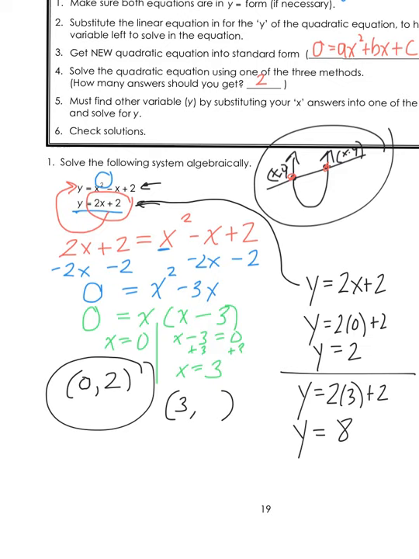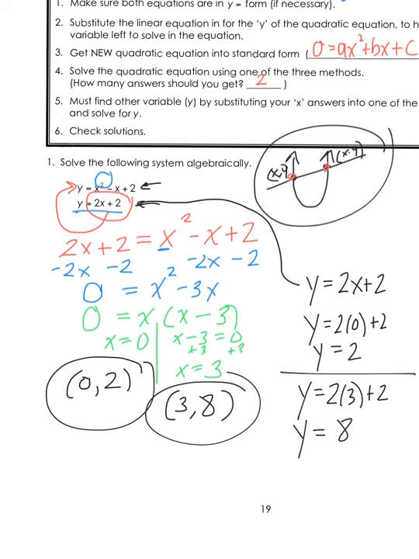I get 8. There is my other intersection point. So step 5 is a big step just because people will think they did a lot of work once they get x equals 0, x equals 3. That's kind of what our answers looked like in Unit 10, so people think they're done. You're not done. You got to find the whole point.